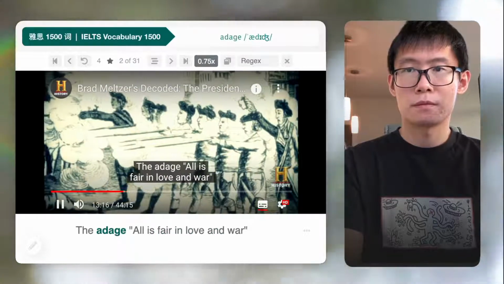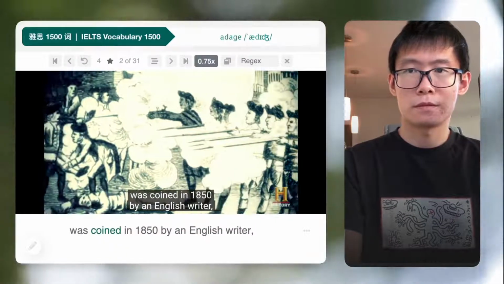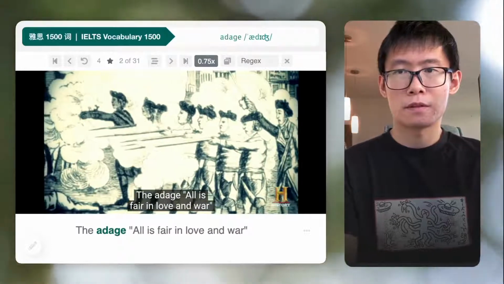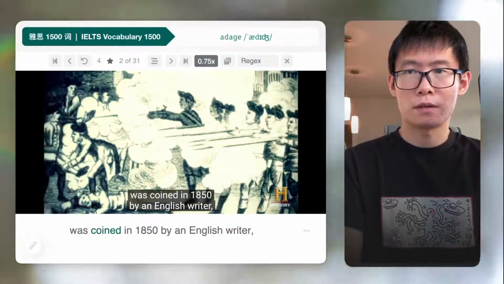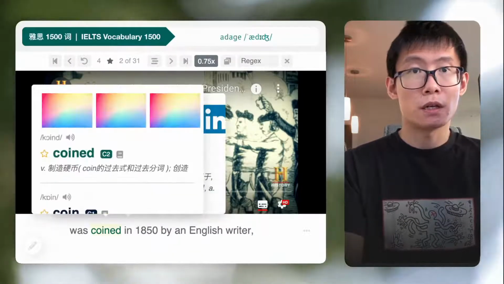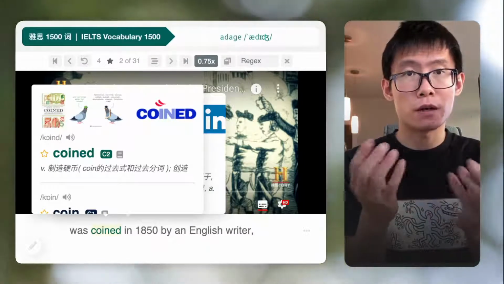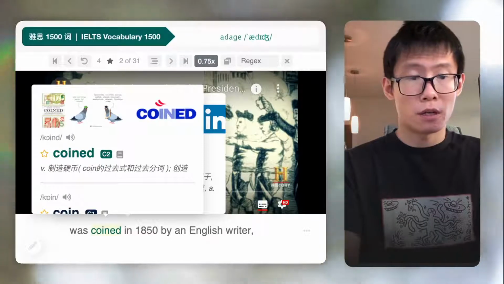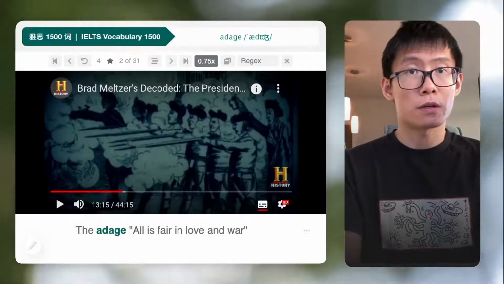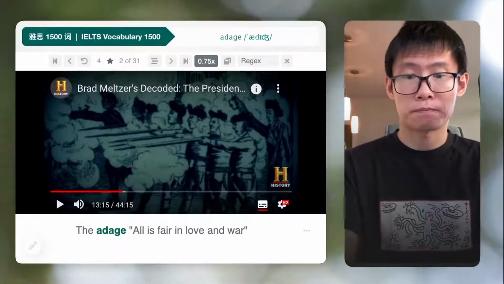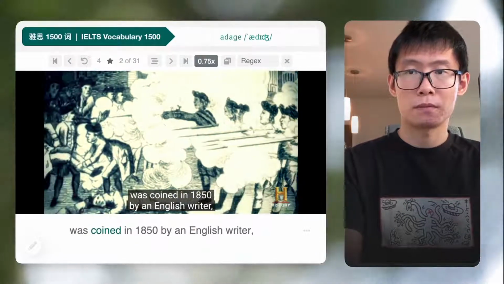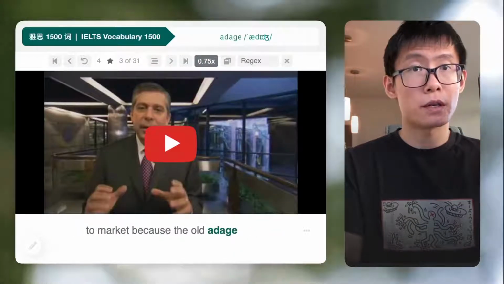The adage, all is fair in love and war, was coined in 1850 by an English writer. So in 1850, this English writer coined an adage. To coin is to make a phrase, to make up a word or a phrase. So he coined this adage. What adage? All is fair in love and war, right? So war and love, everything is fair, right? So adage is simply a saying.